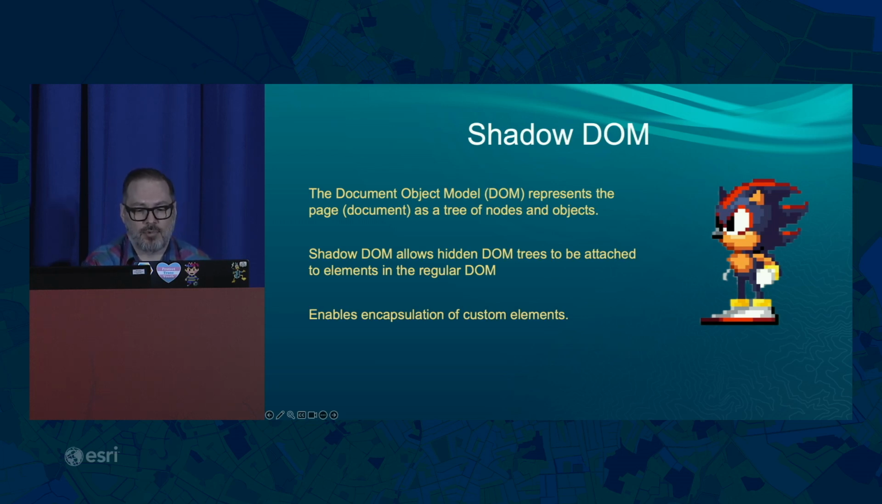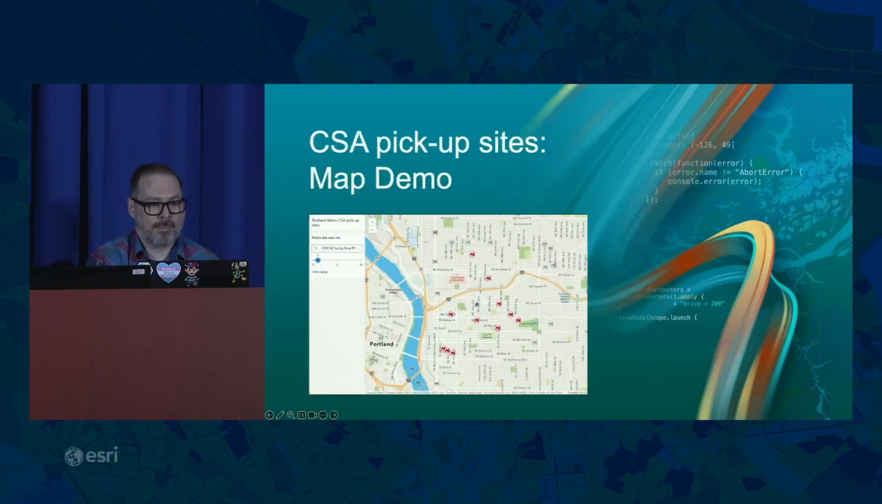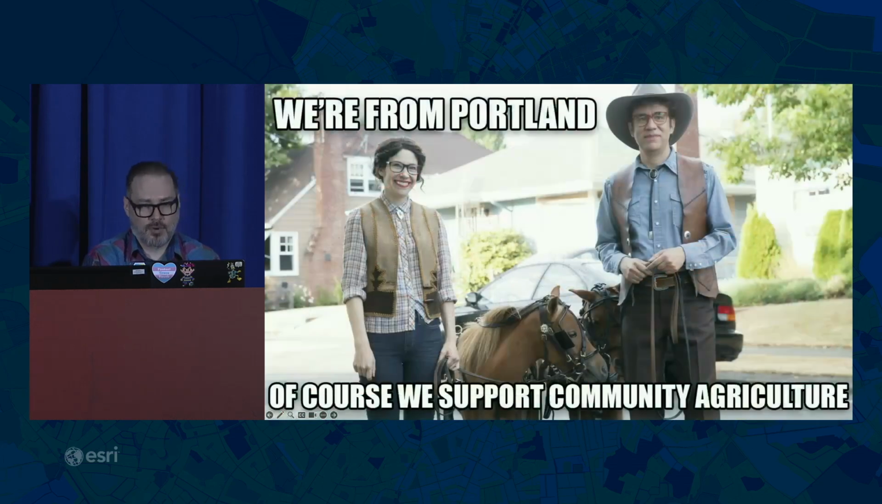Let's take a look at an app we built with Calcite components and the Maps SDK for JavaScript. So we made a demo app here. And if you don't know, CSA stands for Community Supported Agriculture. Those are small farms that sell shares of their harvest to local customers. Every farm has different products that they offer, and they usually have one or more drop-off sites located around a city. Now, I know what you're thinking, and yes, we're from Portland, so of course we support community agriculture.